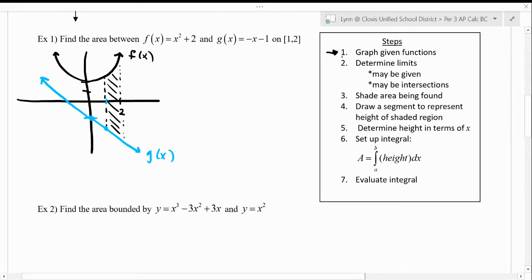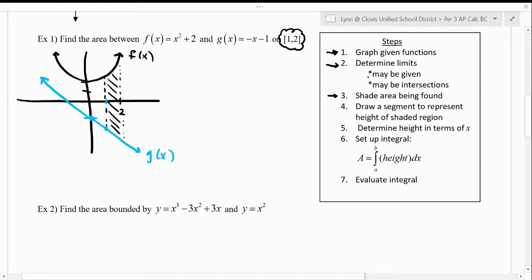So I graph the given functions, and then the limits I didn't have to determine, they were just given, right? So that was given by this interval. Sometimes they're not, and they'll be intersection points, and then we'll have to find them. And then I shaded the area that I'm searching for, and then I want to draw a segment, and this is just to kind of help prep us for the future objective here. So I want to draw a segment that will represent the height of the shaded region.